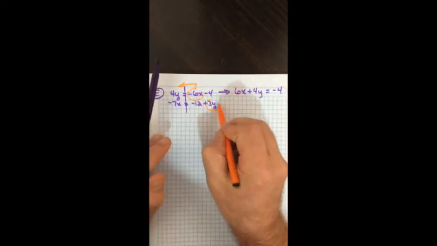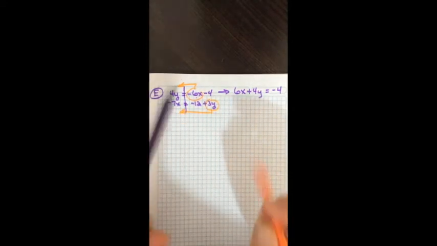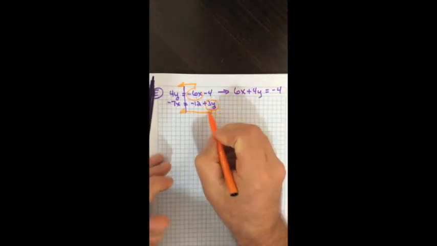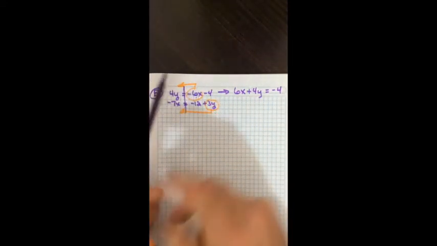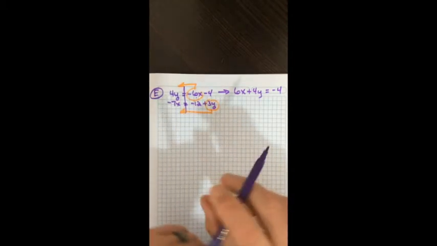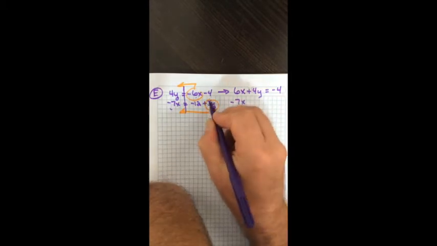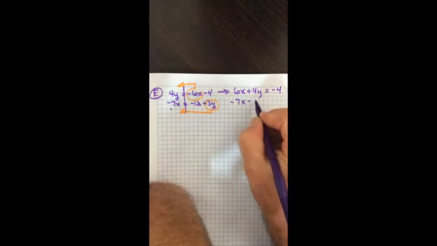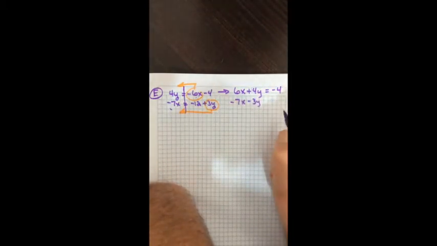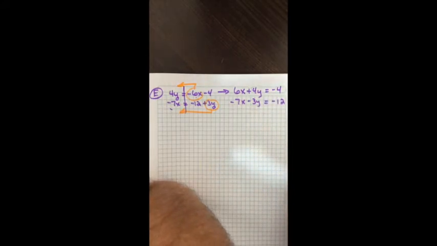And then likewise, I would pick this 3y up and put it over there. See, we would be subtracting 3y from both sides. So if it's positive on this side, it will be negative on this side. So I already have a negative 7x. We're moving this 3y over there, so it's minus 3y. And then it all equals negative 12. Okay, so now I have them in order.